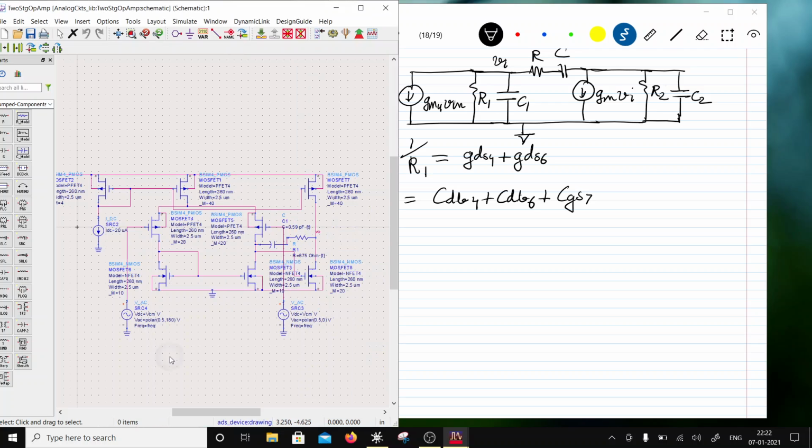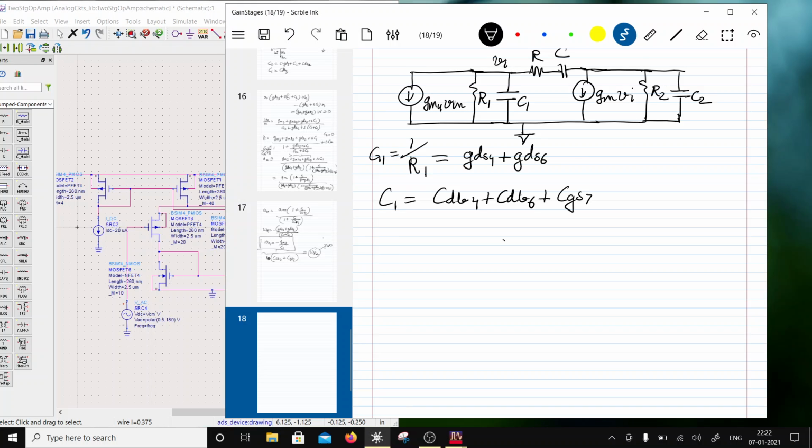Okay, so if you see, CDB4 is across here, CDB6 is across here, and CGS7 is across here. So this particular node is going to see the sum of these capacitances. So this is going to be the input node, right? Okay, next I am going to look at the output node.